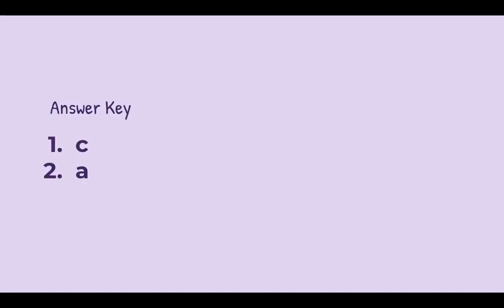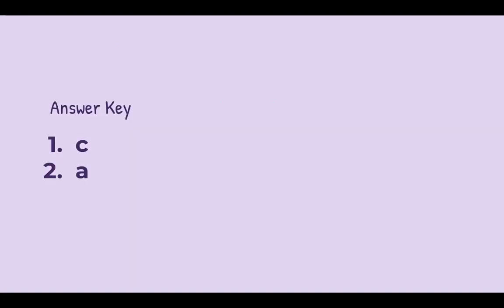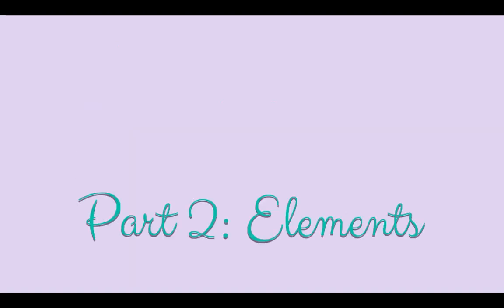So the answer is C and A. So biochemists work to study the chemical makeup of living things, and the Miller-Urey experiment was able to prove that the key molecules of life can be synthesized and function under chemistry laws. Okay, so part 2, elements.